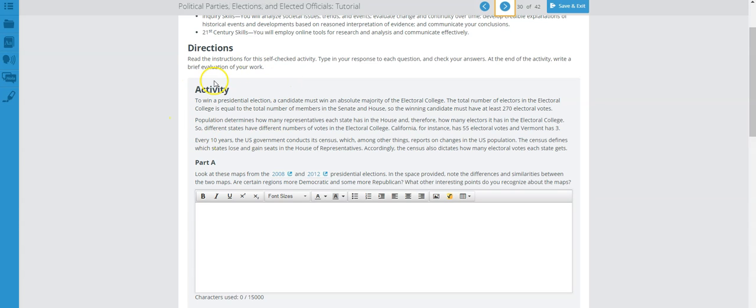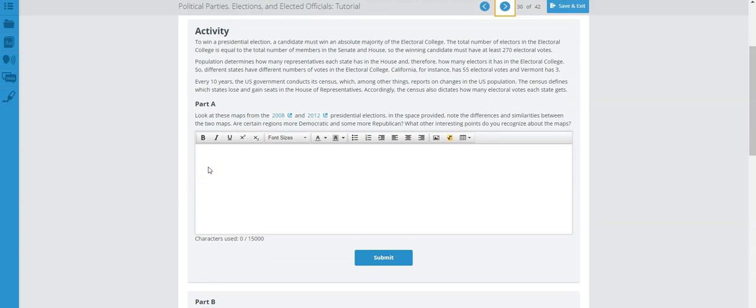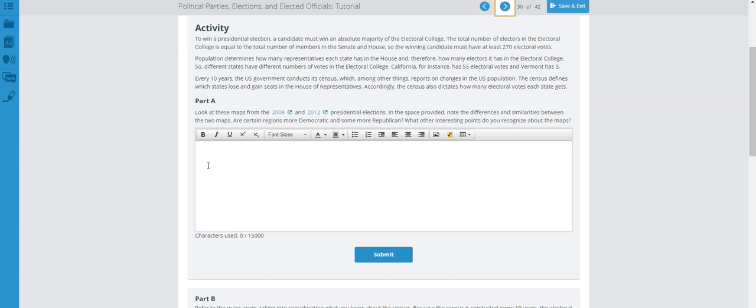Please make sure you read this part where it says activity. You need to read this part in order to answer the question that you're being asked. Let's quickly look at part A so that you will have a good idea what to do here. Look at these maps from the 2008 and 2012 presidential elections. In the space provided, note the differences and similarities between the two maps.